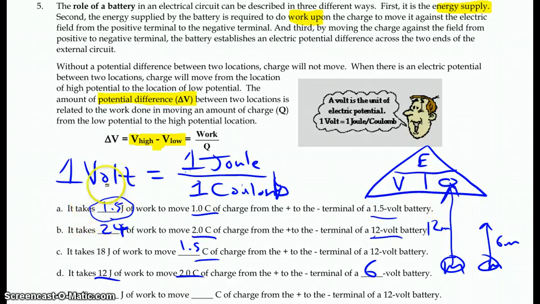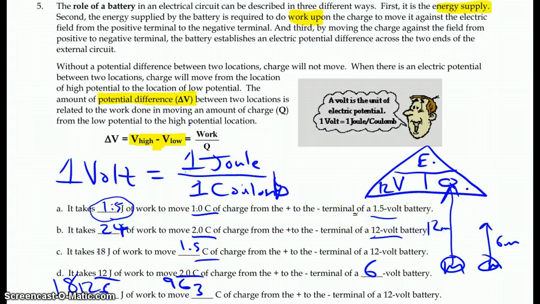Finally, this one actually has 2 pieces missing, so any combination where the 2 will come out to the third one will work. We're talking about a 12-volt battery, so we're talking about 12 volts here. So any combination where you divide the energy by the charge and you get 2 would work. So it could be 6 divided by 3. It could be 12 divided by 6. It could be 18 divided by 9. Any combination, and they don't have to be whole digits or integers or anything else.